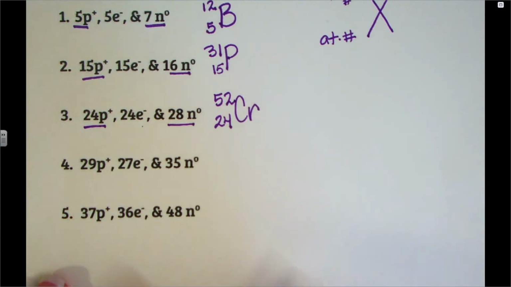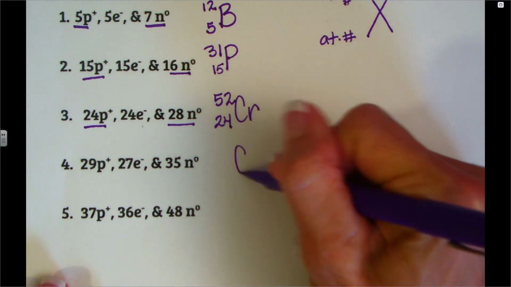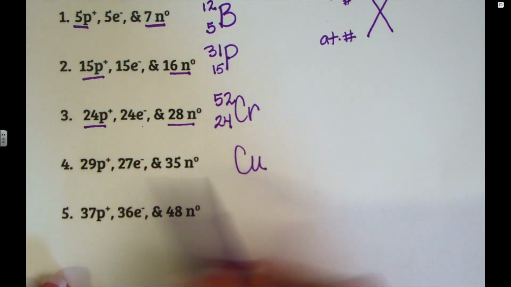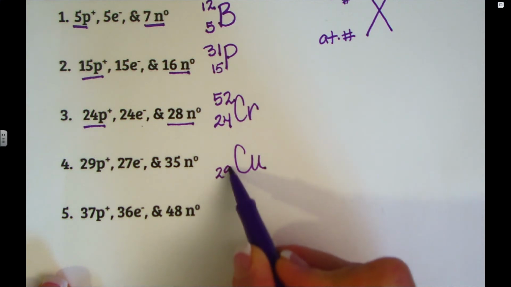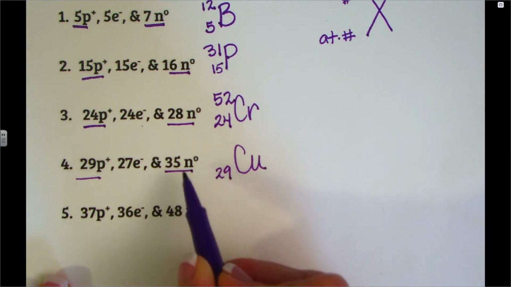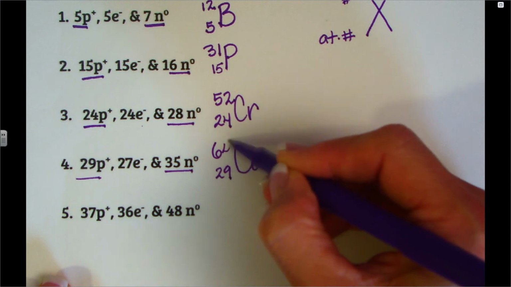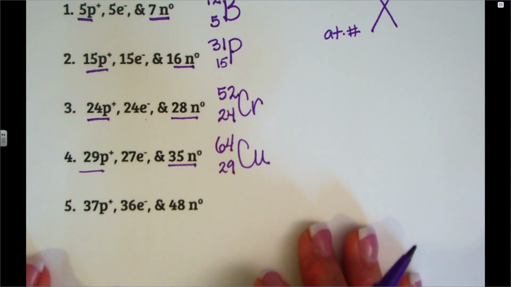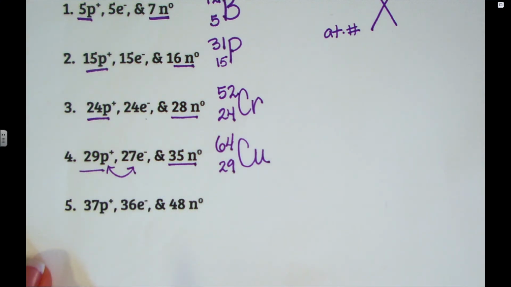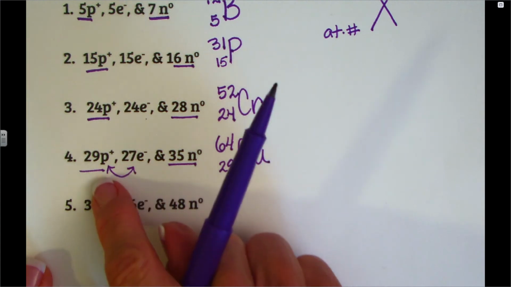Number 4, 29 protons. So that defines your element. If you look on the periodic table, you'll find that that's copper. The atomic number goes down bottom, 29. Add your protons to your neutrons, 29 plus 35, and that's how you get your top number, which is 64. Now look at this one. If you compare your protons to your electrons, they do not equal. This has 2 fewer electrons than it does protons.